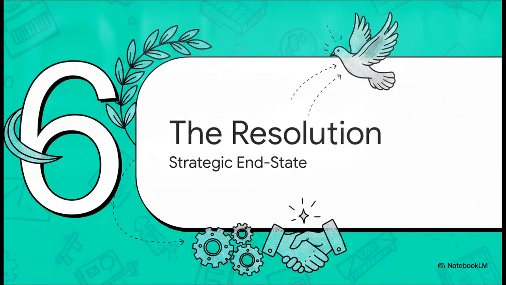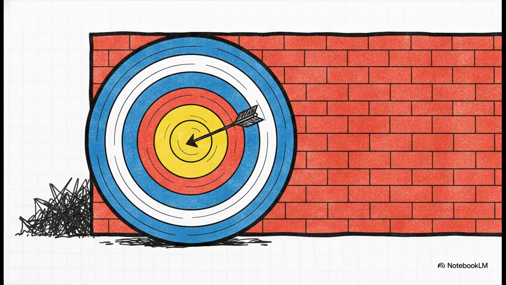Finally, we arrive at Section 6, the resolution, or the strategic end state. Ultimately, wars end when the overarching objective is achieved. The Chinese leadership went to war with a very specific goal: punish aggressiveness and force conditions for future negotiations. That was it. A quick victory was their best play.